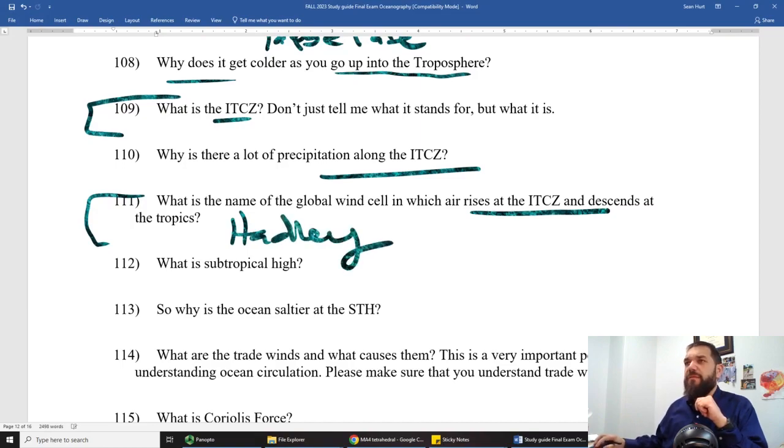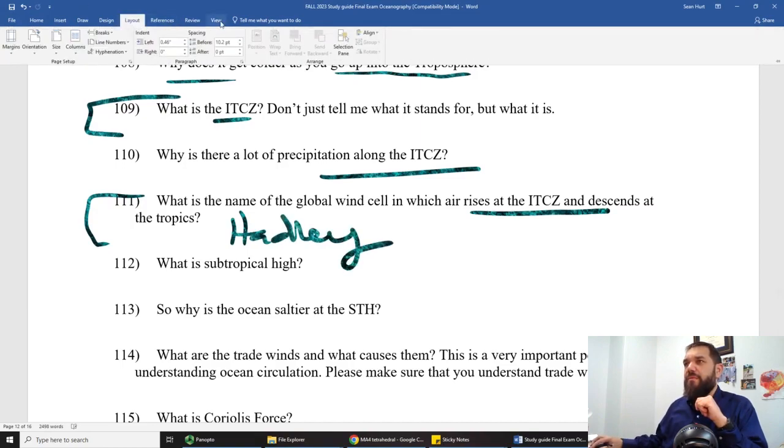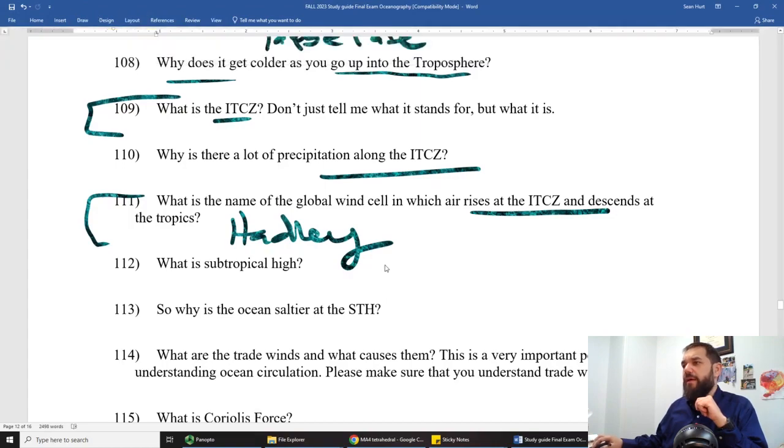Okay, I don't like this big, thick pen. Let me get a different one. There we go. All right.